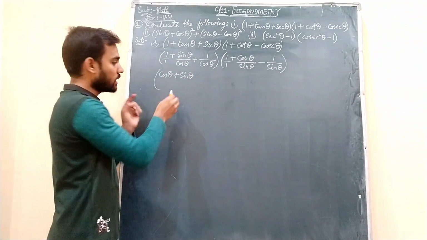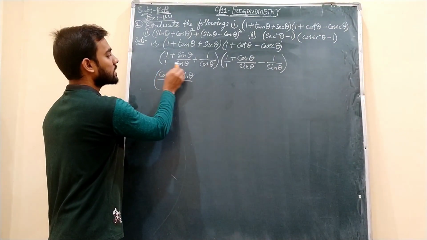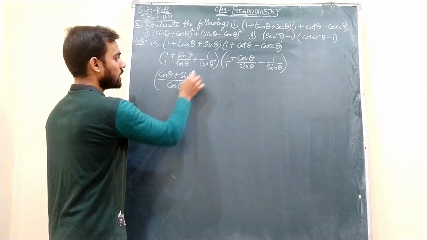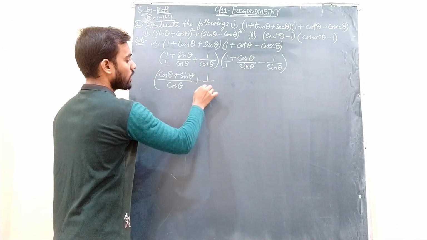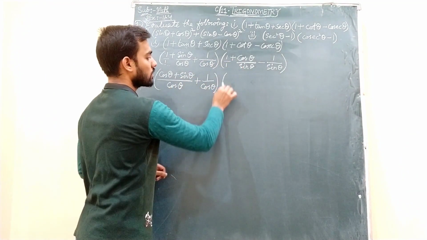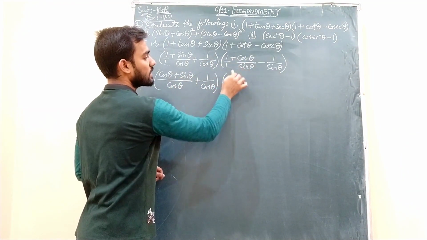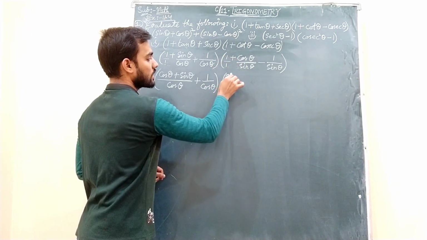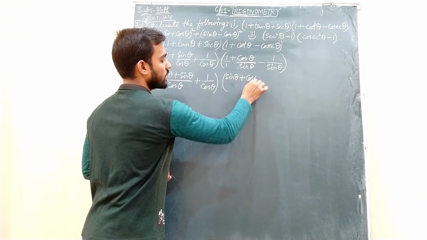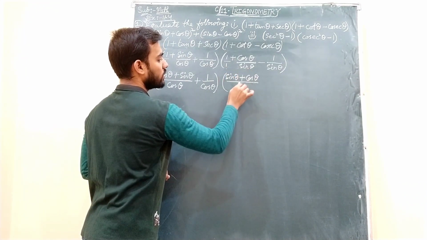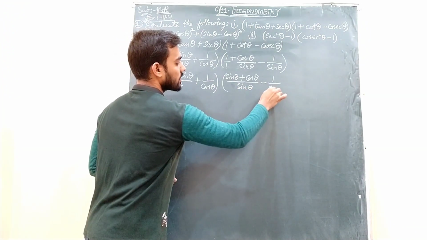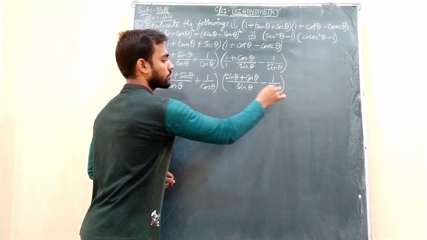Numerators cross you have done. So the whole is divided by denominators direct multiplication: 1 into cos theta is cos theta. This remains as it is, 1 by cos theta. Same thing happens over here also. Numerators cross, denominators direct. 1 into sin theta is sin theta plus cos theta into 1 is cos theta, whole divided by 1 into sin theta is sin theta, minus 1 by sin theta.